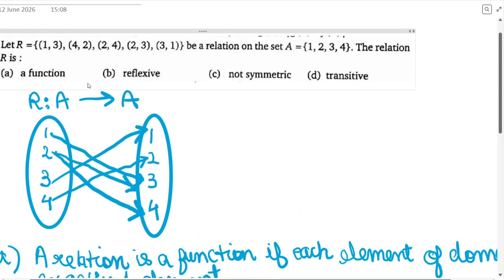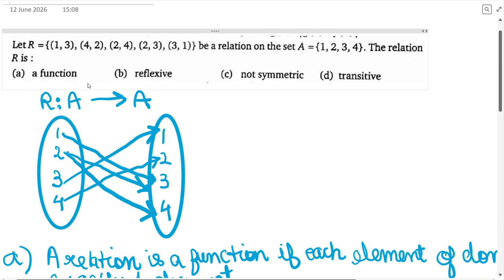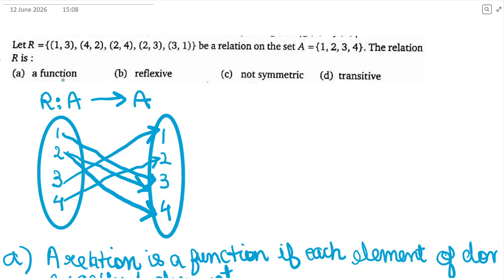So in this question, we are given a set R in which we are having mappings. One is mapped to 3, 4 is mapped to 2. So remember, this is a representation of mapping. The question will not say that X is mapped to Y, not directly at least. So this is a relation on the set A, right? So R is a relation.